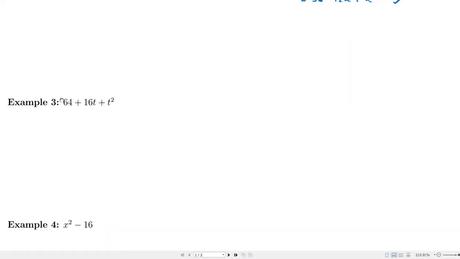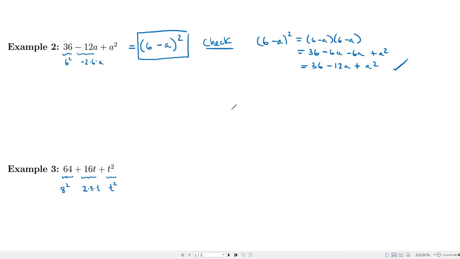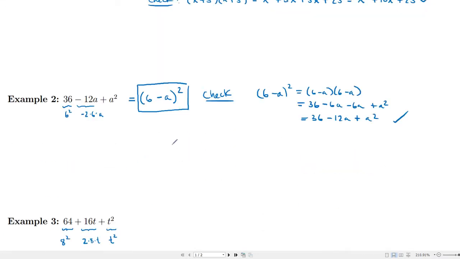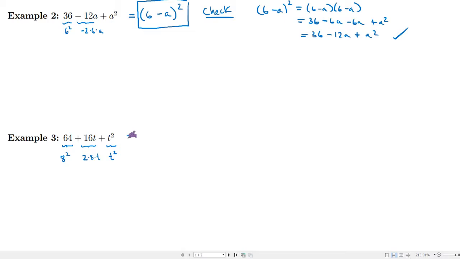Our next one here, we have 64, and 64 is a perfect square. This is 8 squared, and t squared is a perfect square, right? That's t squared. There's no real reason to write that under there, but do you see that this is 2 times the base of each of these? So 8 is the base, t is the base, so 8 times t, right? So when that happens, that is of this type up here, this perfect square trinomial, and everything was addition in that one, so we have this first type. So what we're getting is that this is just 8 plus t squared.